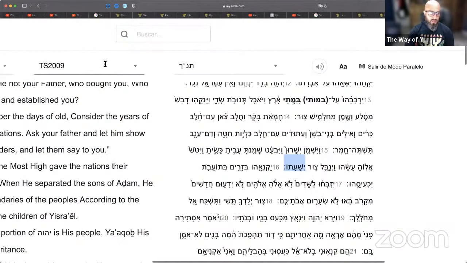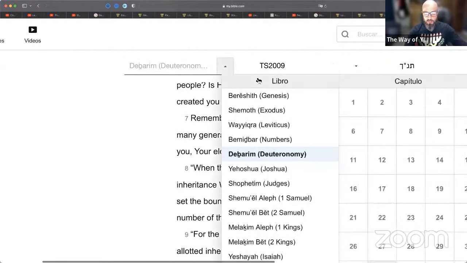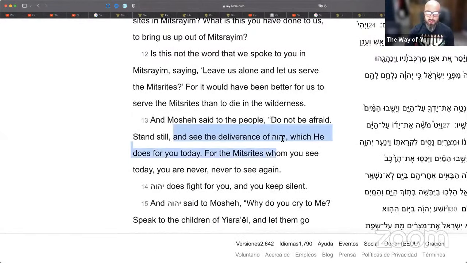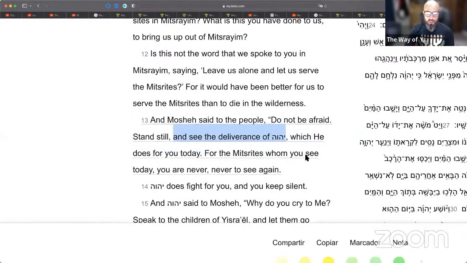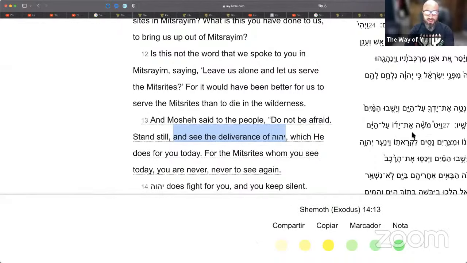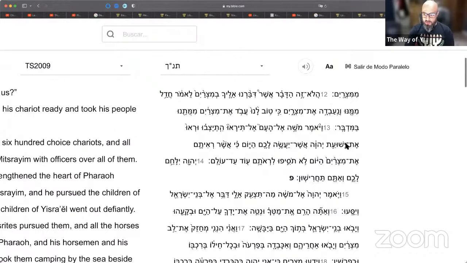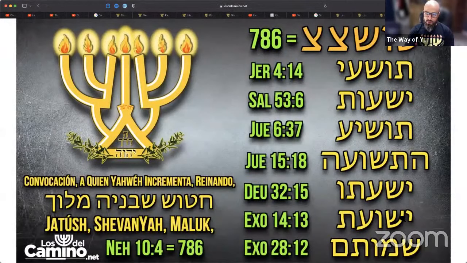Then we have Yeshua in Exodus 14:13. We're almost done. And Moshe said to the people, do not be afraid, stand still and see the deliverance of Yahweh, which he does for you today. See the deliverance, verse 13. Et Yeshuat, the deliverance.